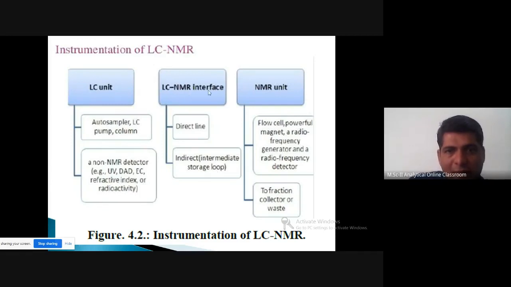You'll see the NMR interface. This will be called direct and indirect. These are the two types, okay, used for the LC and NMR. And this is the NMR unit.